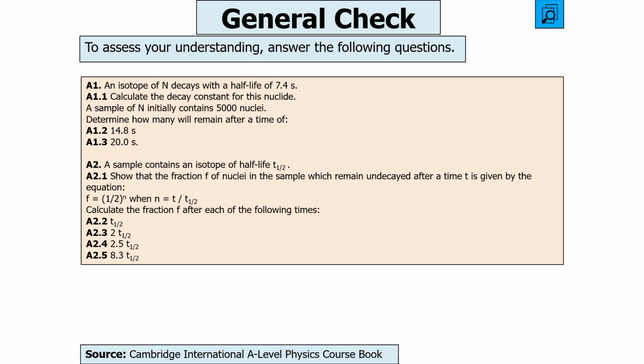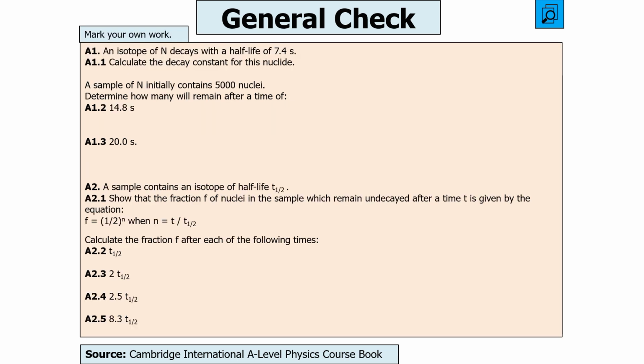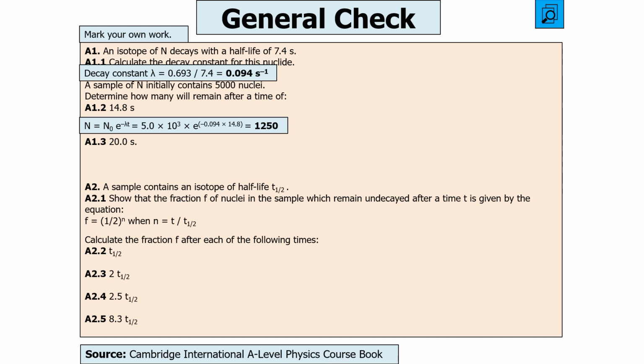Right, in this first question, how do you work it through? Well, in the first one, we know that the decay constant is going to be equal to log 2 over the half-life. So it's log 2 over 7.4, 0.094 seconds to the minus 1. Then the next one, N equals N0 e to the minus lambda t. So it's 5 times 10 to the 3 times e to the power minus 0.094 times 14.8, which is 1250. After 20 seconds, same thing, 760.